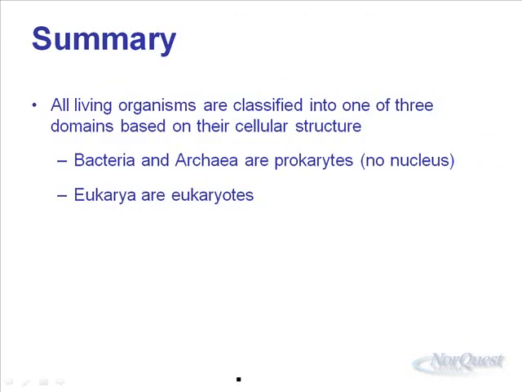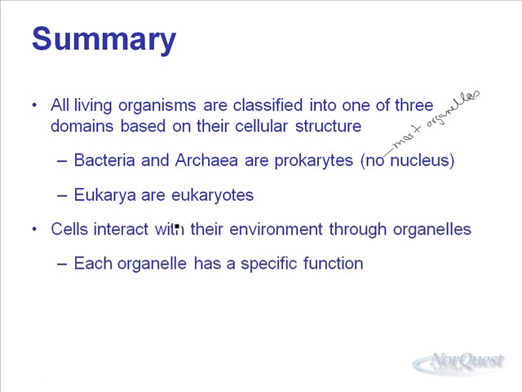So in summary, here's what you should get from this lecture. All living organisms are classified into one of three domains based on their cellular structure. The bacteria and archaea are prokaryotes. They don't have a nucleus, and they're missing most organelles. They have ribosomes, and that's about it. Eukaryotes belong to the eukarya domain. These guys have a nucleus.